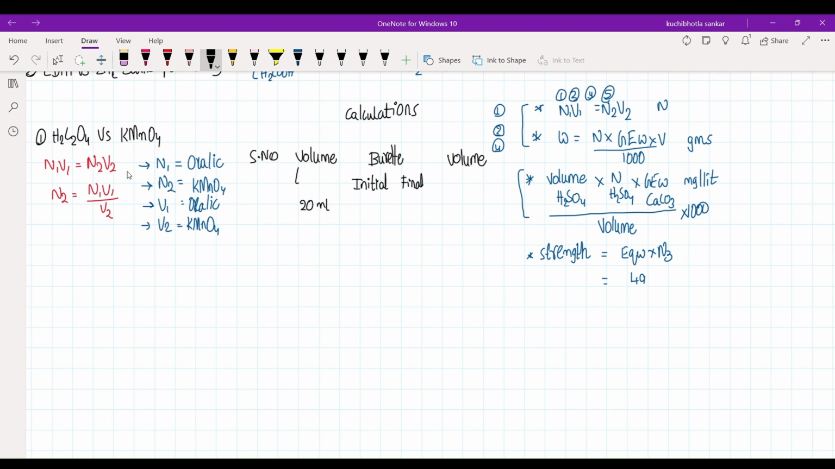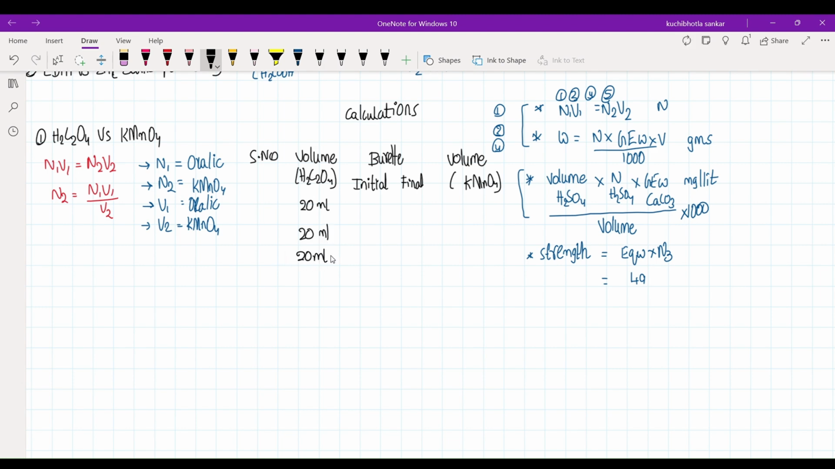So here, what are we taking? For example, we are taking H2C2O4, so you will write that here. And what are we finding the volume of? We are finding the volume of KMnO4, which is in the burette. So you are going to take 20, 20 and 20.